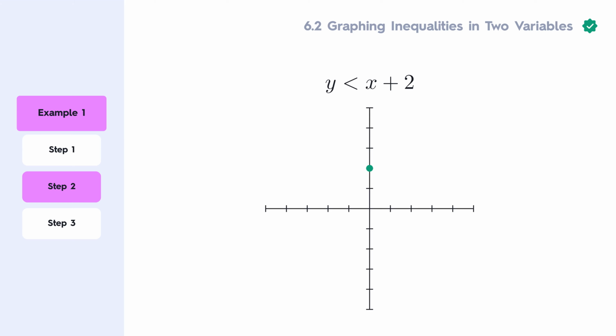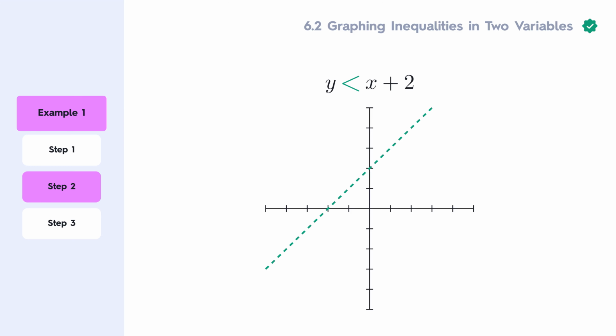We start by plotting the y-intercept at (0, 2). This is the point where the line crosses the y-axis. With a slope of 1, we know that for every 1 unit we move right, we move up 1 unit. Starting at (0, 2), we move right 1 unit and up 1 unit to (1, 3). Next, we connect the 2 points using a dashed line. This represents the boundary line for our inequality.